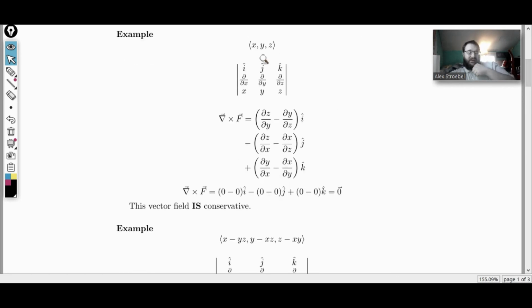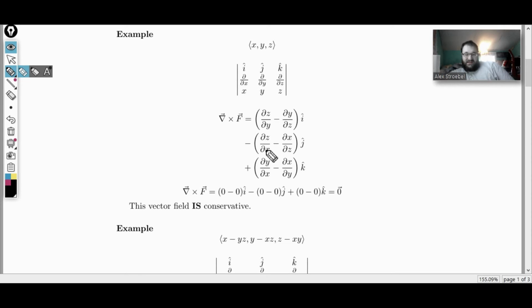So here we just have the vector x, y, z. You put it in a matrix. You take the determinant of that matrix to find the curl. So you take the y-th derivative of z and the z-th derivative of y, right? And you crisscross this way.